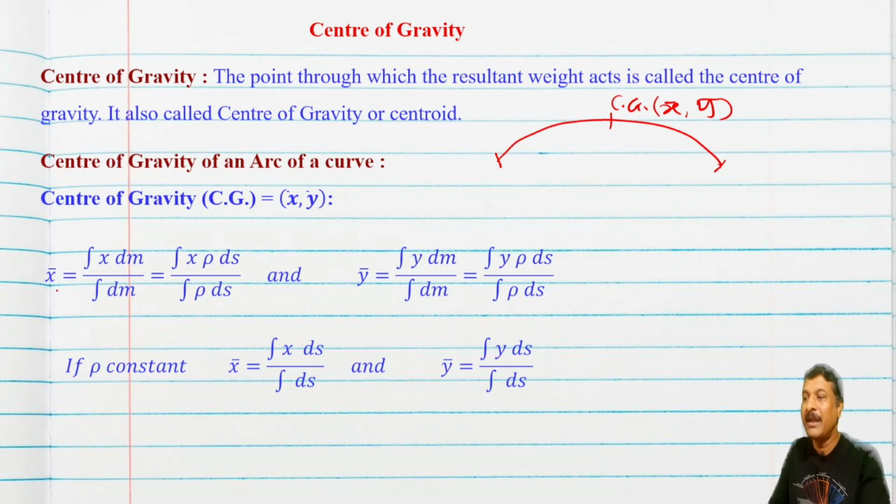So very simple, x bar equals integration x dm upon integration dm. It is along the line, that is why integration of x rho ds upon integration of rho ds. Y bar is integration y dm upon integration dm, equal to integration y rho ds upon integration rho ds. Suppose rho is constant, meaning density is constant. Then we can take this outside, this also outside, it cancels and I will get this formula. So remember this one.